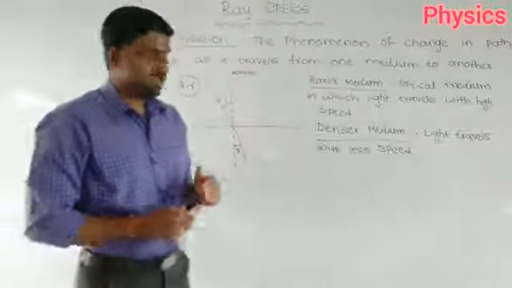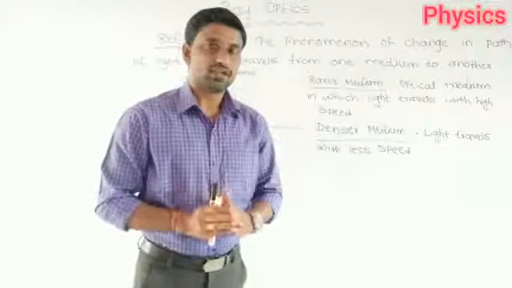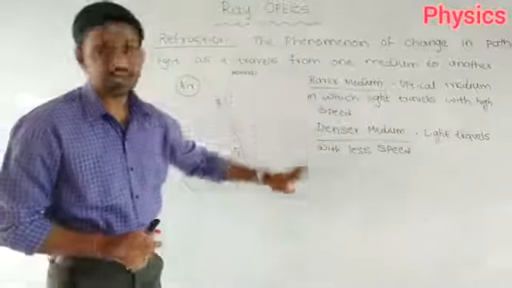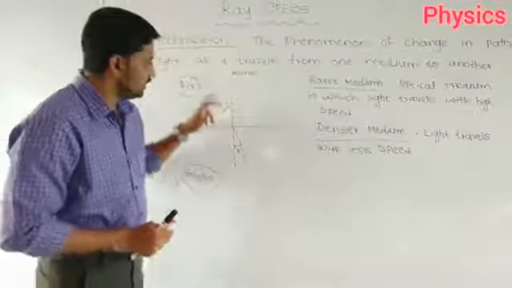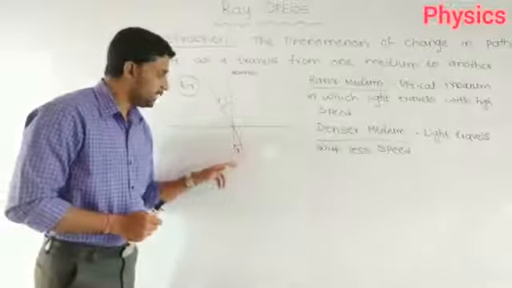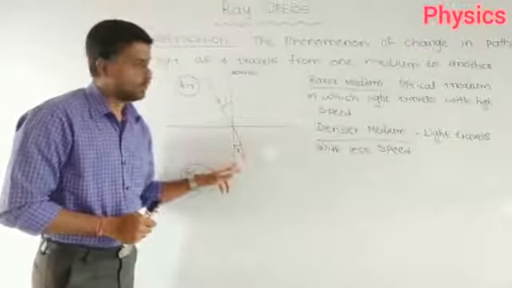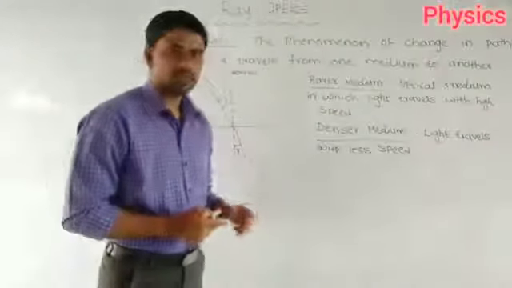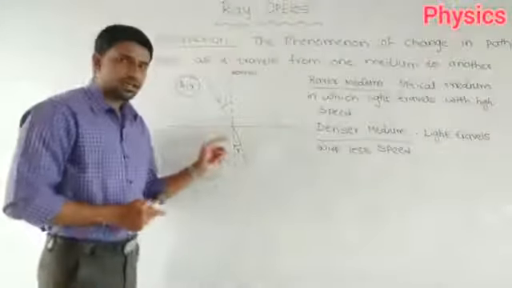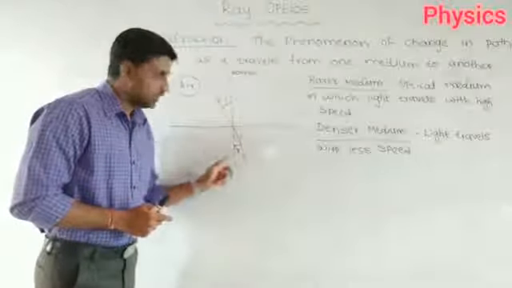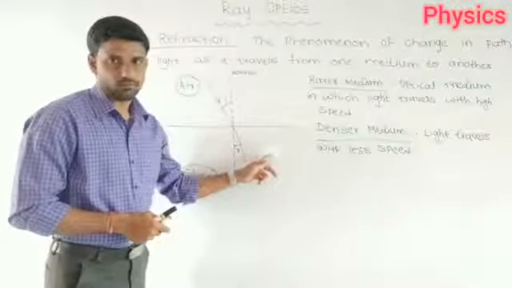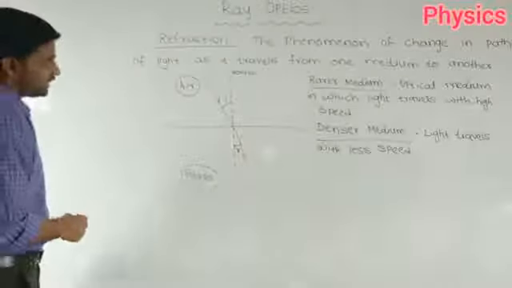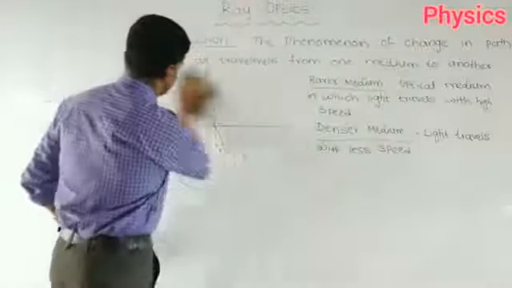And here mainly there are two conditions of bending. When the light travels from rarer to denser medium, the refracted ray will bend towards the normal, and when the light travels from denser to rarer medium, the light will bend away from the normal. Okay, this is very important. So now let us see how the bending takes place in two mediums.